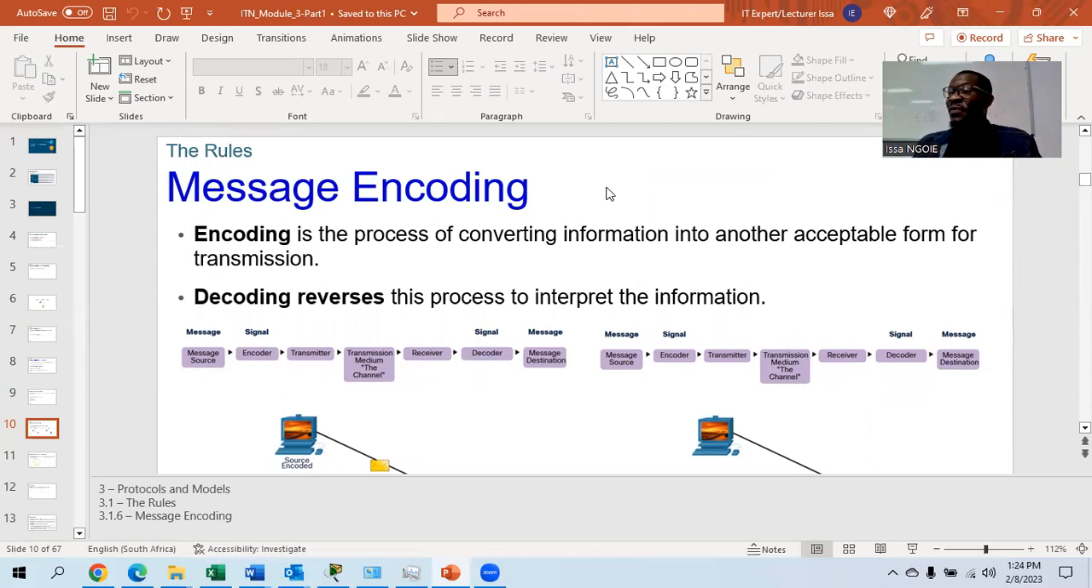And decoding is the reverse. So when you receive that encoded message, you have to decode it to understand the meaning. So encoding means you convert your message. Decoding means you decode it, you try to understand the original message. So that protocol that connects computers, that protocol does what? It will allow you to encode your message and to decode. This is the meaning of message encoding.